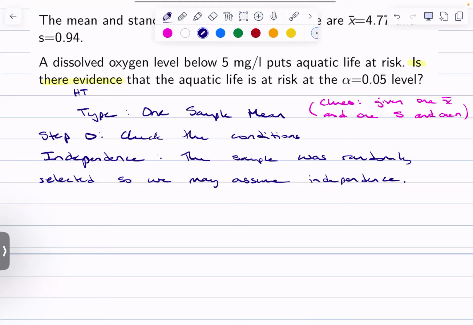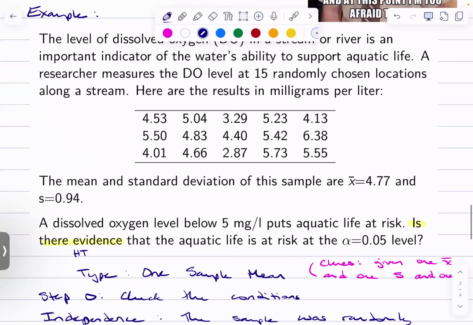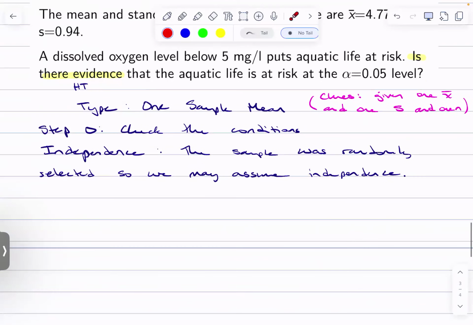How about that normality condition? We use 30 as kind of a cutoff. If it's more than 30, we can just go ahead and assume the normality condition applies. Now we have a sample of size 15, which is up here. You can count them, or it says 15 randomly chosen locations. So that's less than 30. Okay, so we need to talk our way into it. The normality condition: n is 15, which is less than 30.